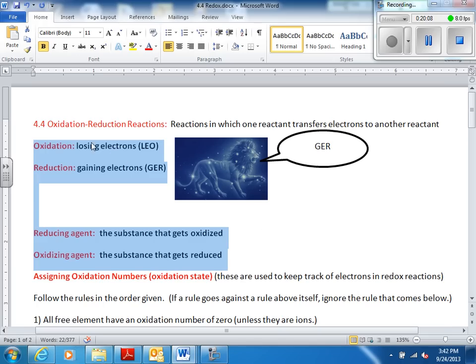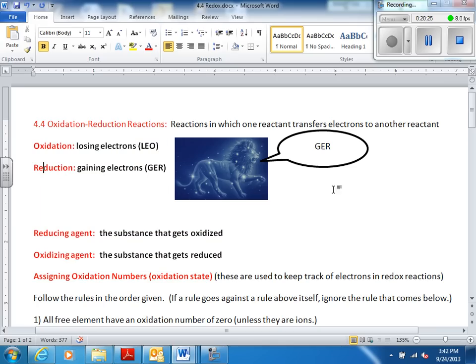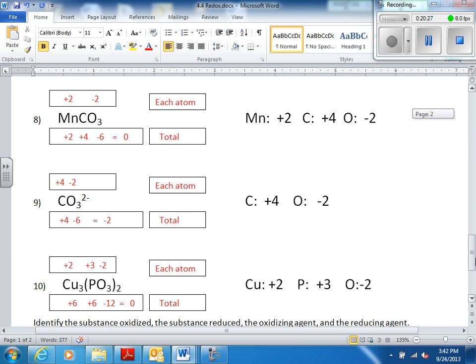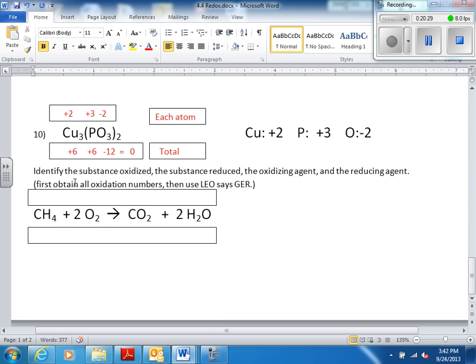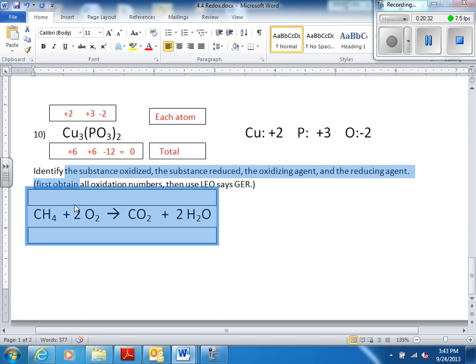So oxidation is losing electrons. If you lose an electron, your charge increases. So if your charge or oxidation number goes up, you are being oxidized. If you gain electrons, your charge goes more negative, you are reduced. Okay, so first we have to figure out all the oxidation numbers for all these things.